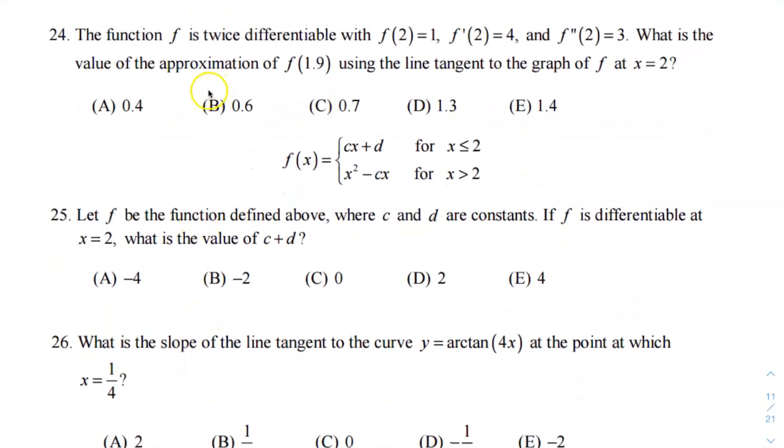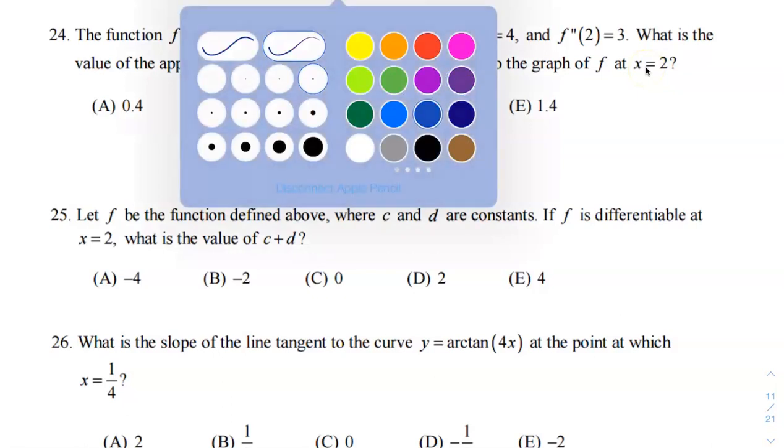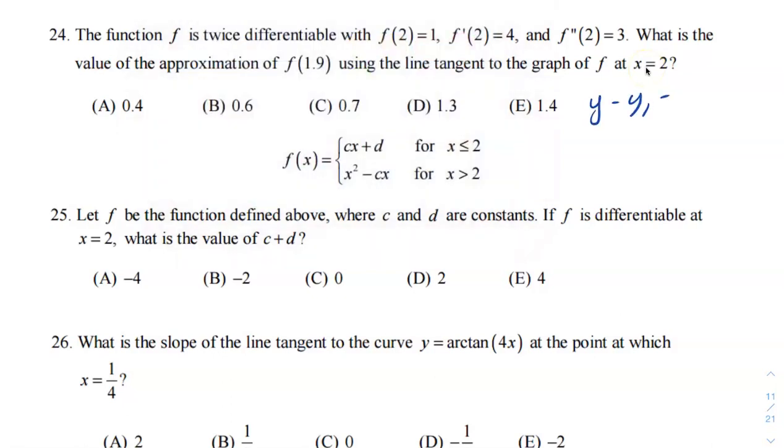24. The function f of x is twice differentiable with f(2) equals 1, f prime of 2 equals 4, f double prime of 2 equals 3. What is the value of the approximation of f(1.9) using the line tangent to the graph at x equals 2? So they want a line tangent to the graph. So we got to do y minus y1 equals m times x minus x1. Right. So x1, y1 is right here, 2 and 1. Remember how you find m? It's the derivative at 2. So in this case, it's 4.